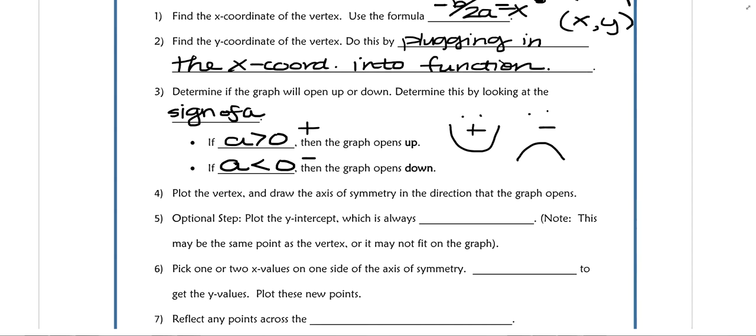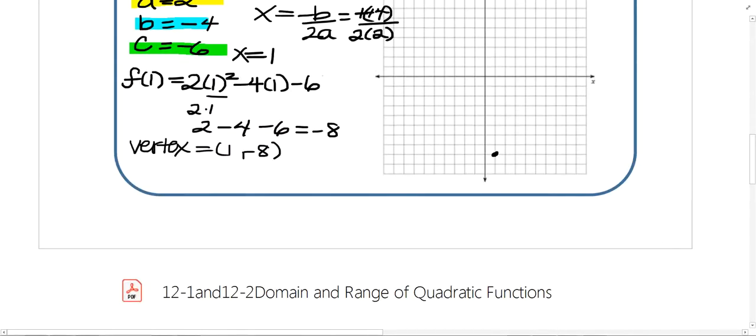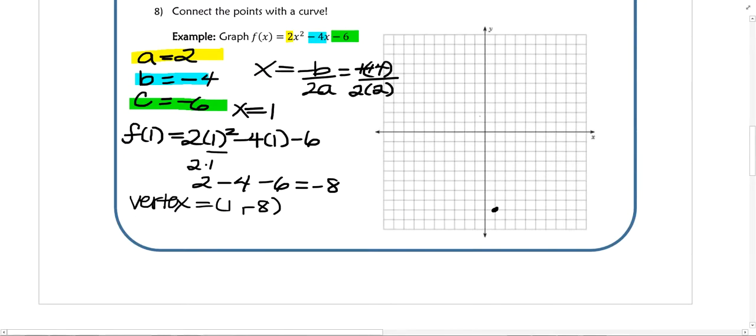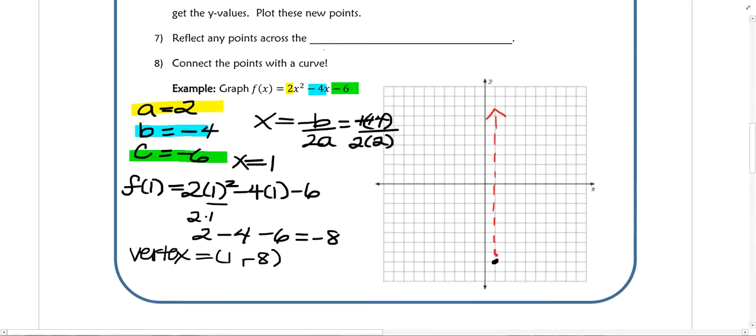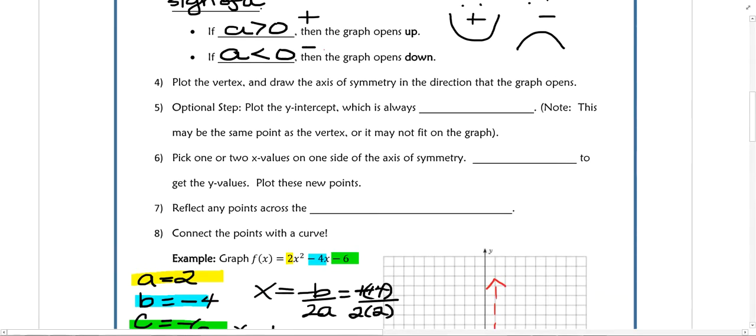Okay, so I know my graph is going to go up, and so my axis of symmetry is going to go up. So I'm going to make a dotted line going up at this point, which is our vertex. And that just helps me remember to make it go up. All right, going back up to our steps.